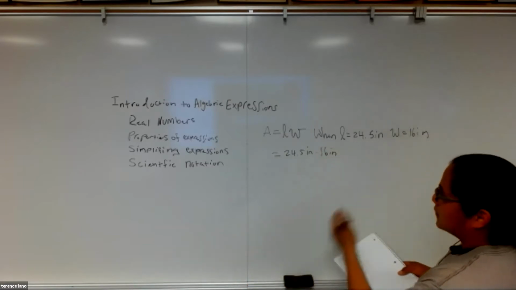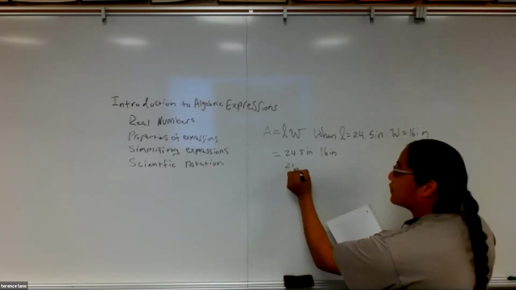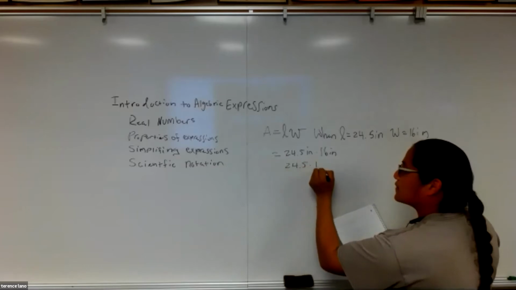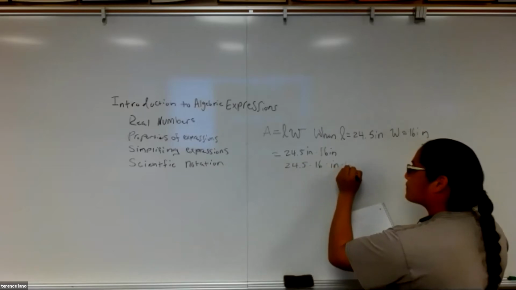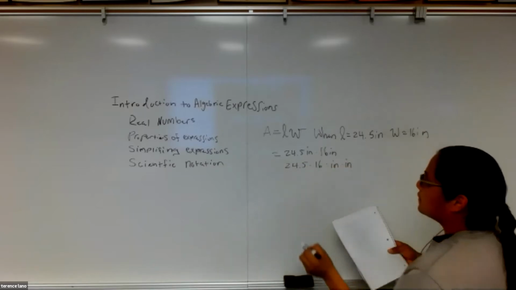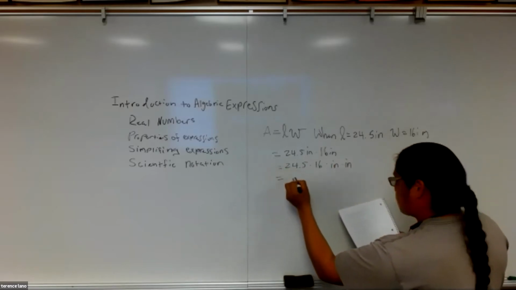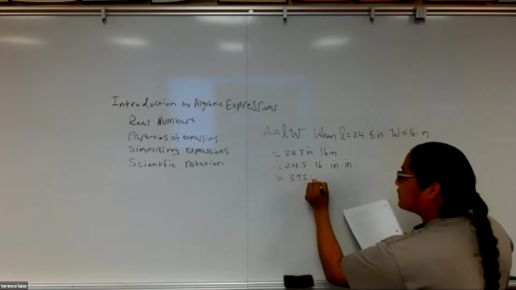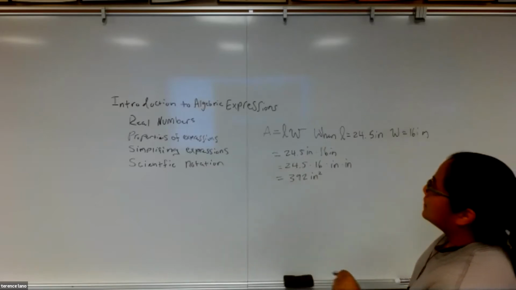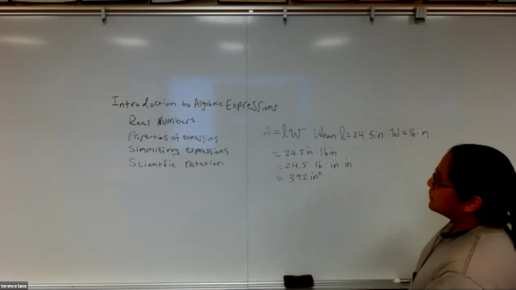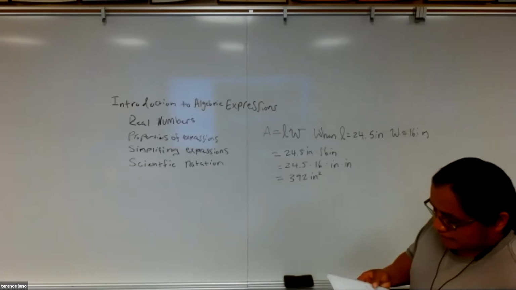And then we just multiply straight across. So we'll have 24.5 times 16 times inches, inches. And then we'll get 392 inches squared. And that's just saying that's the area of that whole rectangle. That's why we put the square there, because we're multiplying the inches twice. Any questions?